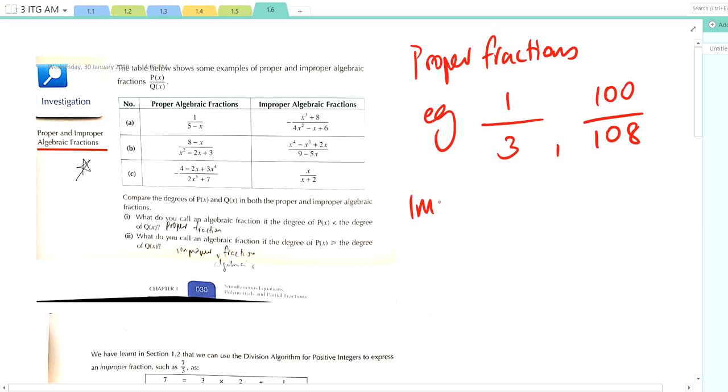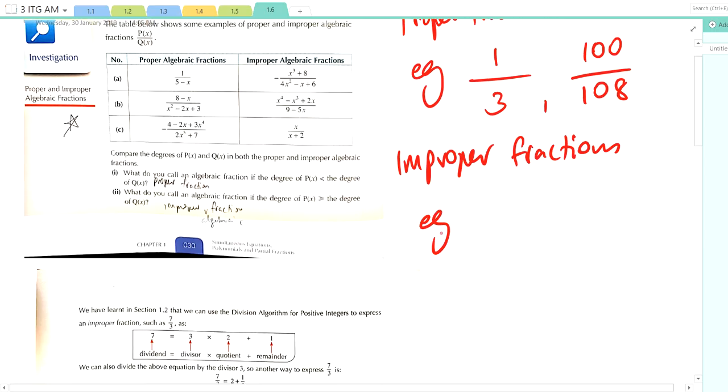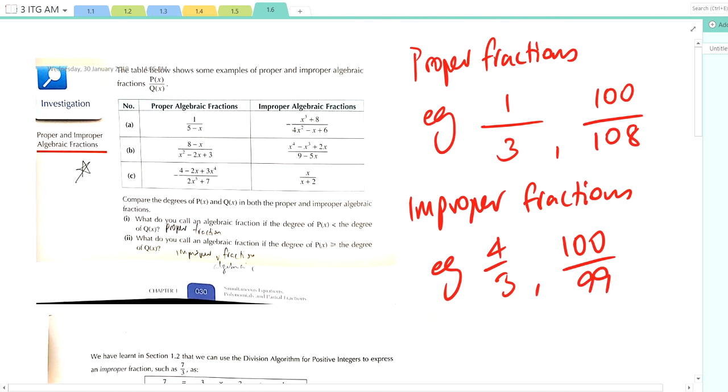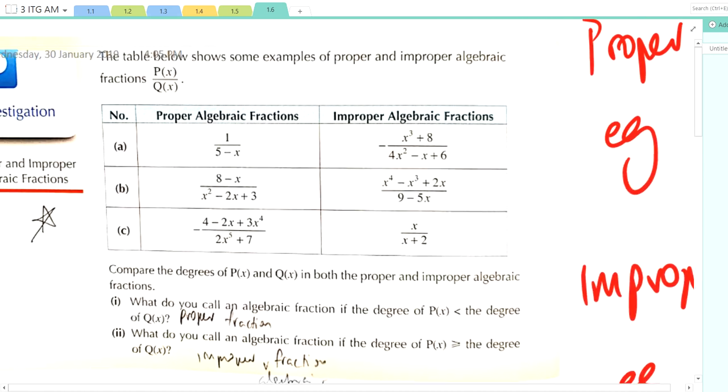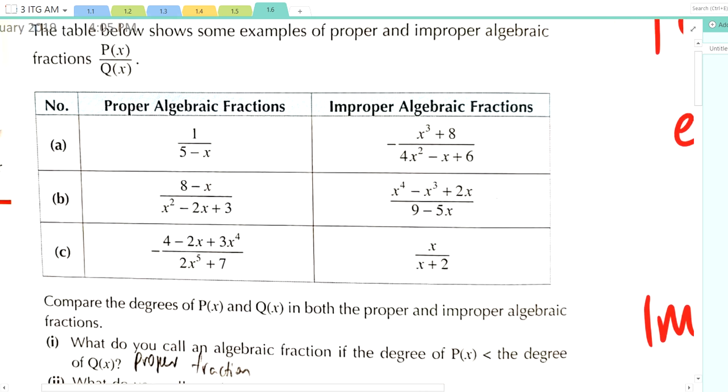And then for improper fractions, we have examples where the numerator is larger than the denominator. For example, 4 over 3, for example, 100 over 99. So these are improper fractions. Now in algebra, we have similar concepts.